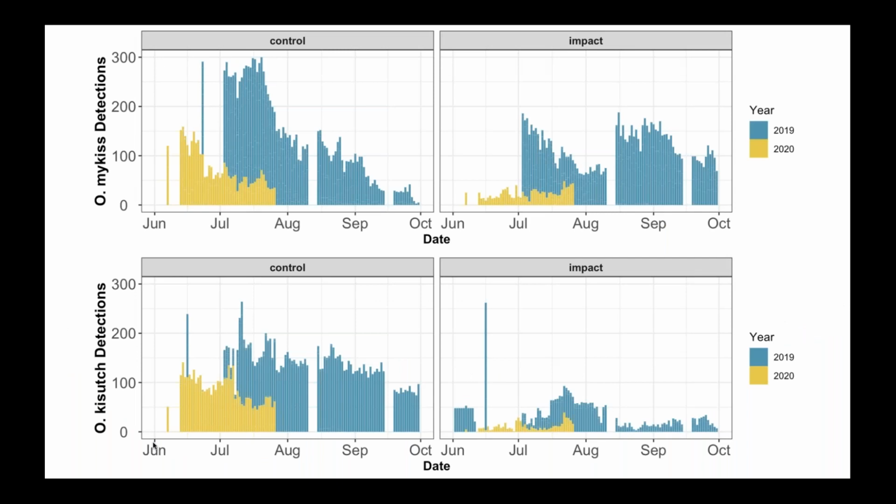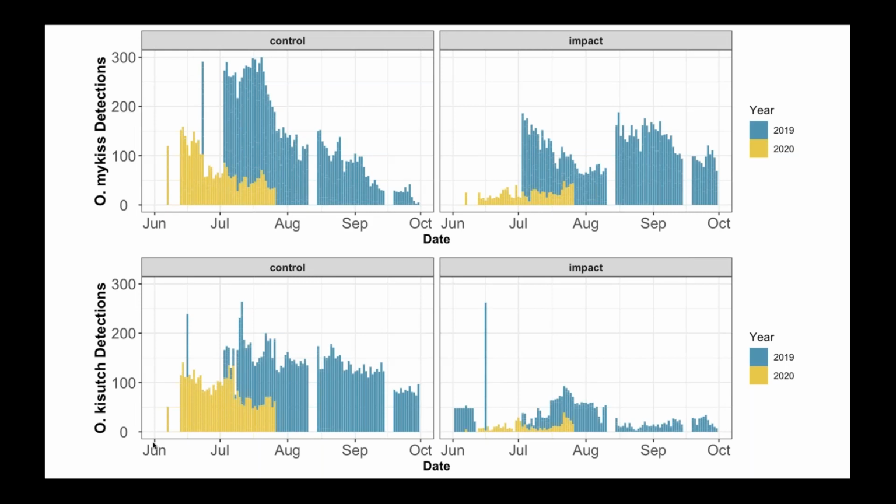The first thing to notice here, these are all of our detections for steelhead on the top and coho salmon on the bottom. The years are separated. The wet summer is blue, the dry summer is yellow, and then the control reaches where we were not augmenting was on the left and the impact reaches were on the right. And the first thing to notice is the ambient background stream flow has an effect on the movement phenology of these animals. You can see much more movement in 2019 than in 2020.